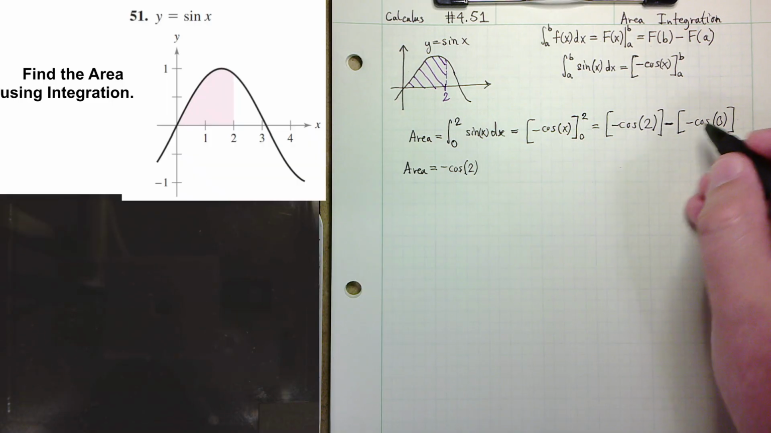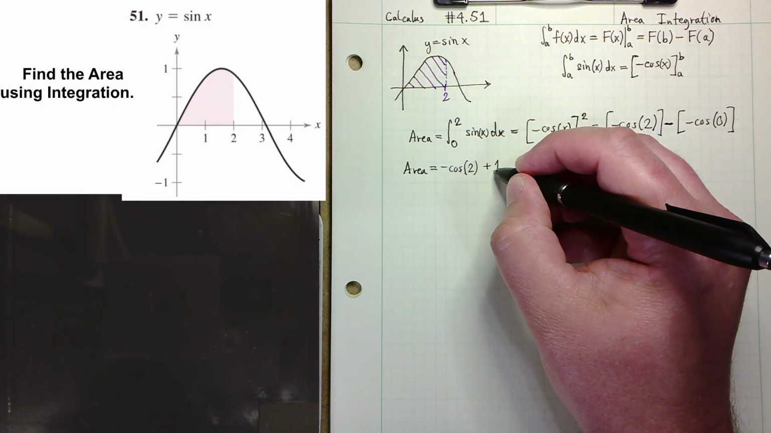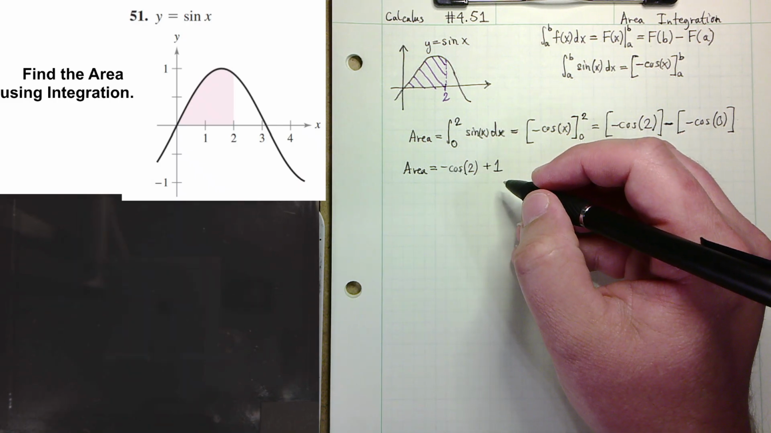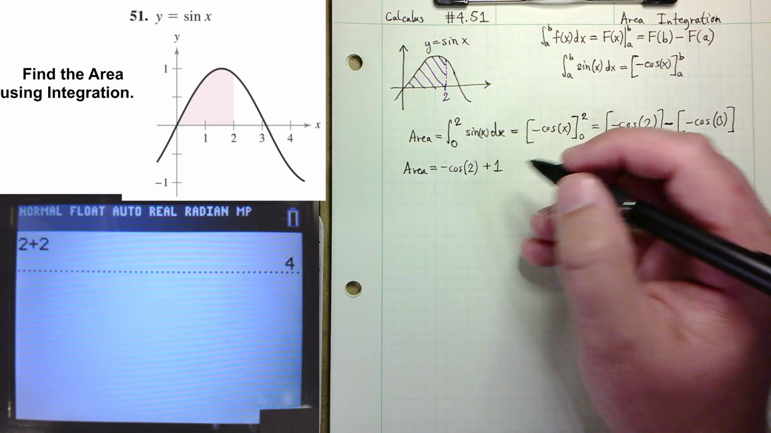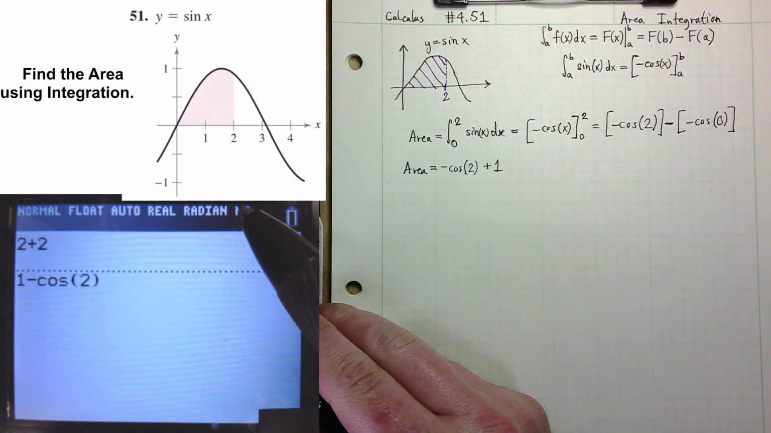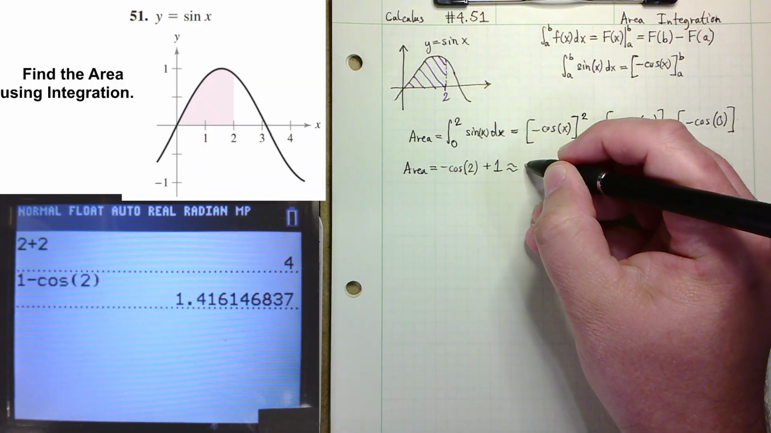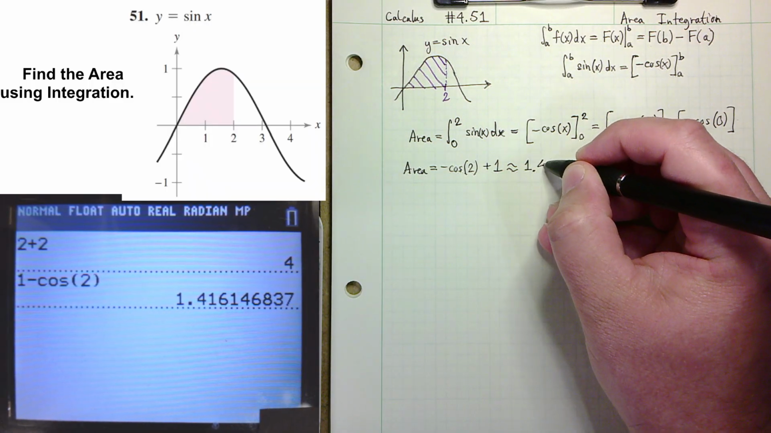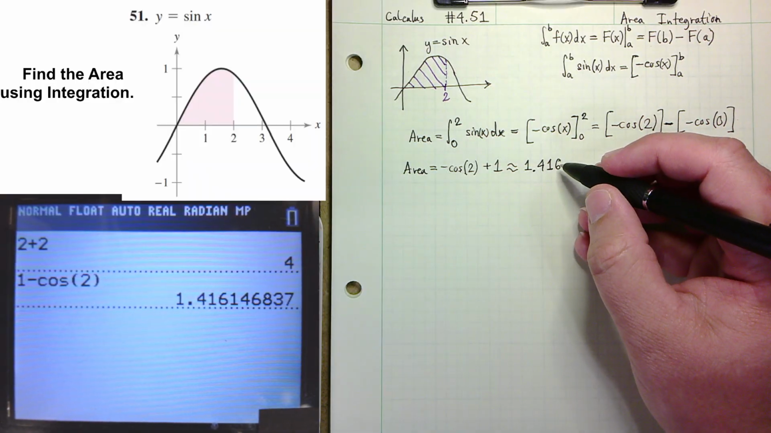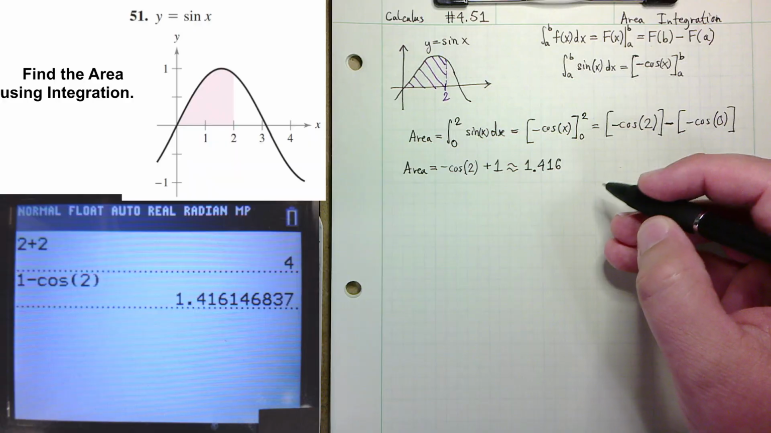And then minus makes plus. Cosine of 0, we know from the unit circle, is 1. So we have 1 minus cosine of 2 essentially. So we can go to our calculator now if we want a decimal number. We can do 1 minus the cosine of 2, making sure we're in radians, as we are. And we get approximately 1.416. Now this is not the square root of 2. It's close to that, but it's not quite the square root of 2.